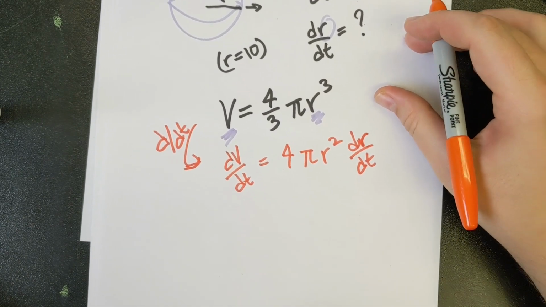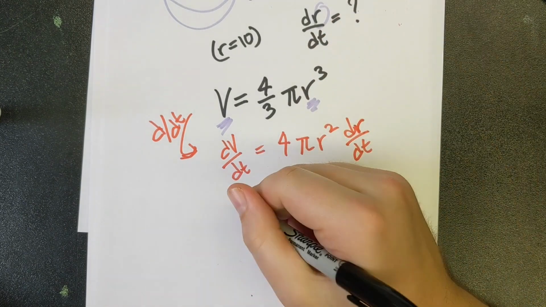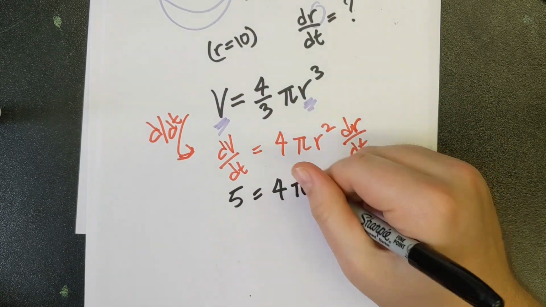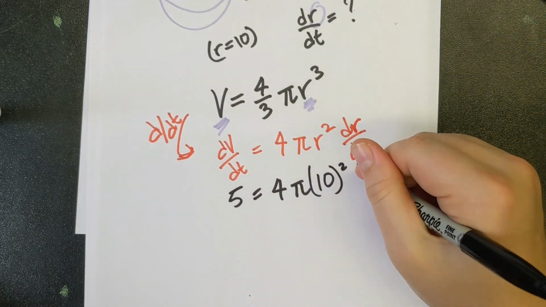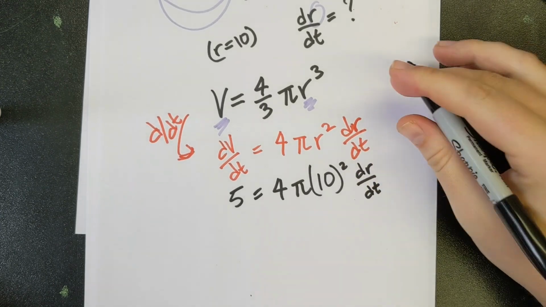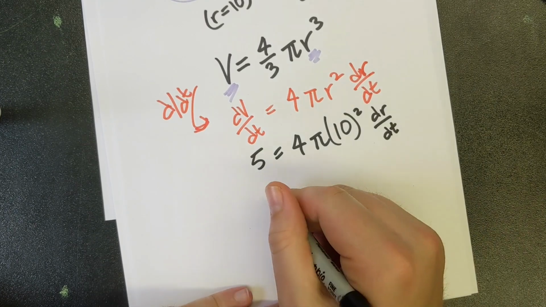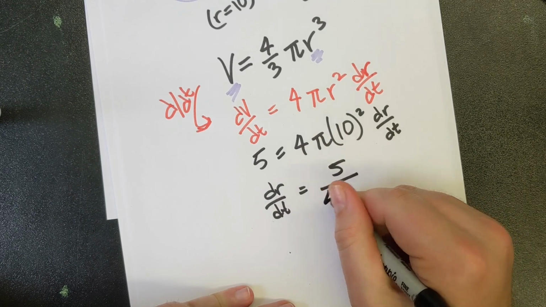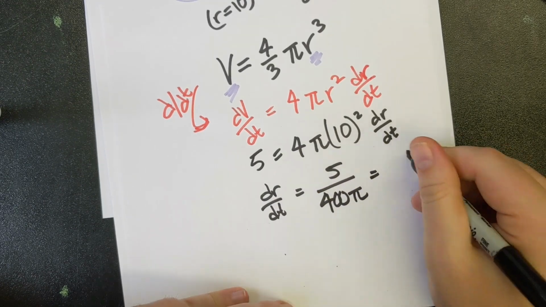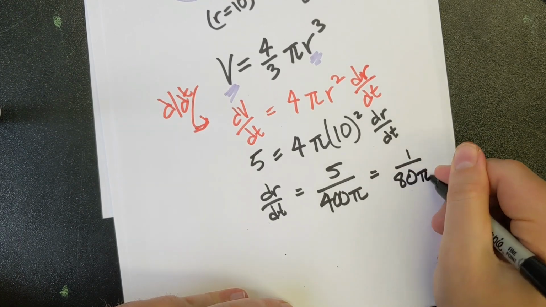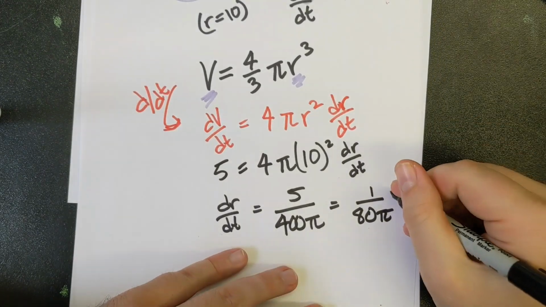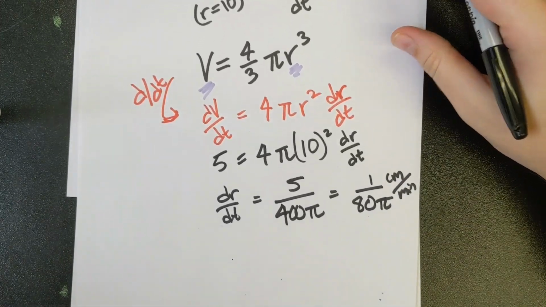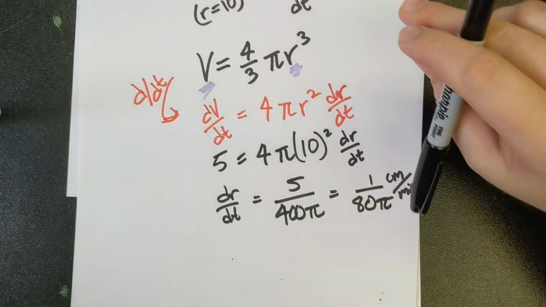Now we can plug in everything we know. We know that dV/dt is 5. We're told that we're concerned about when the radius is 10, and we want to figure out dr/dt. Then you can just solve, and you get that dr/dt is 5 divided by 400 pi, which you could simplify to 1 over 80 pi. The units are the same as before: centimeters per minute. It's a very small change.